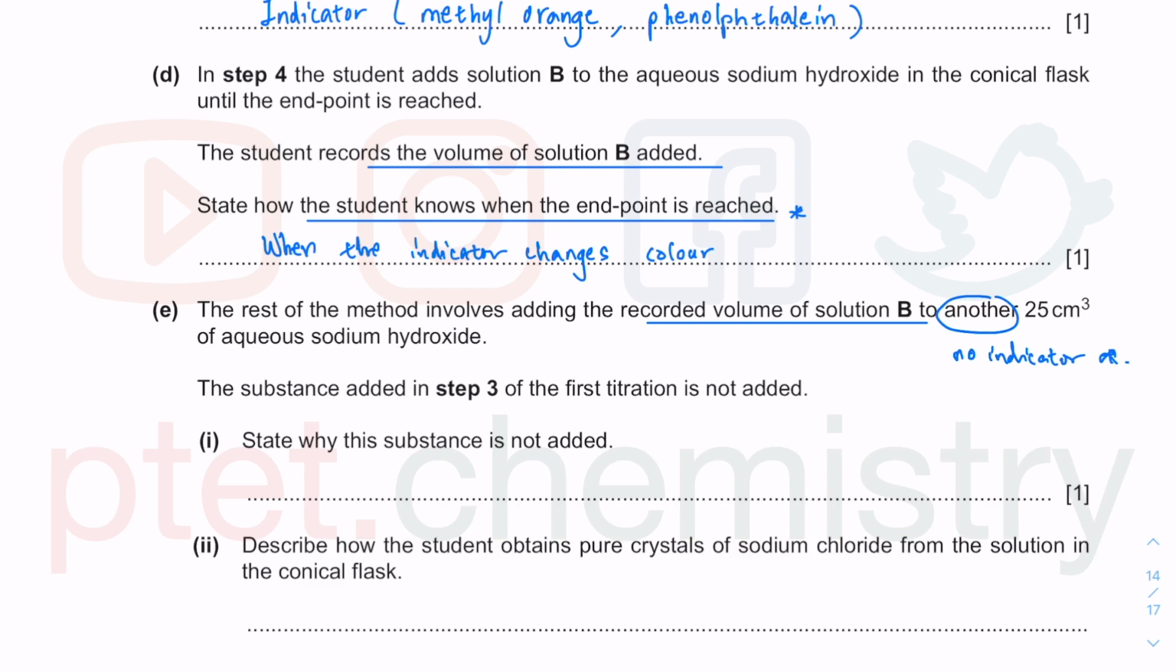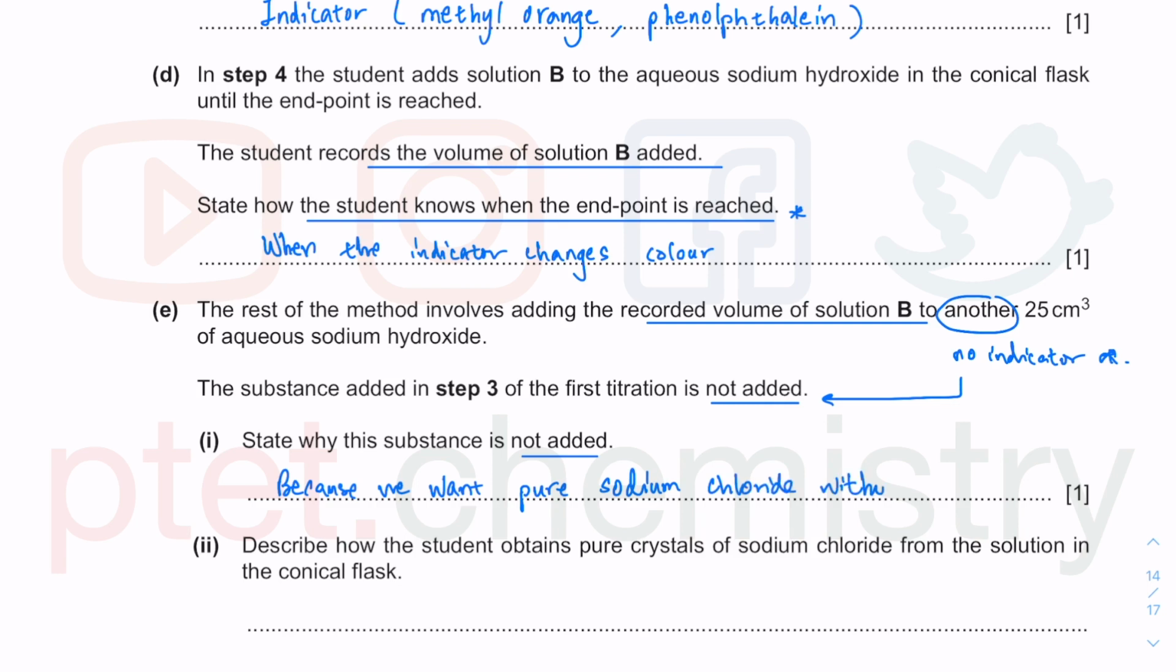So the substance not added is your indicator that you added previously. Why is it not added? Because we want pure sodium chloride without any indicator.